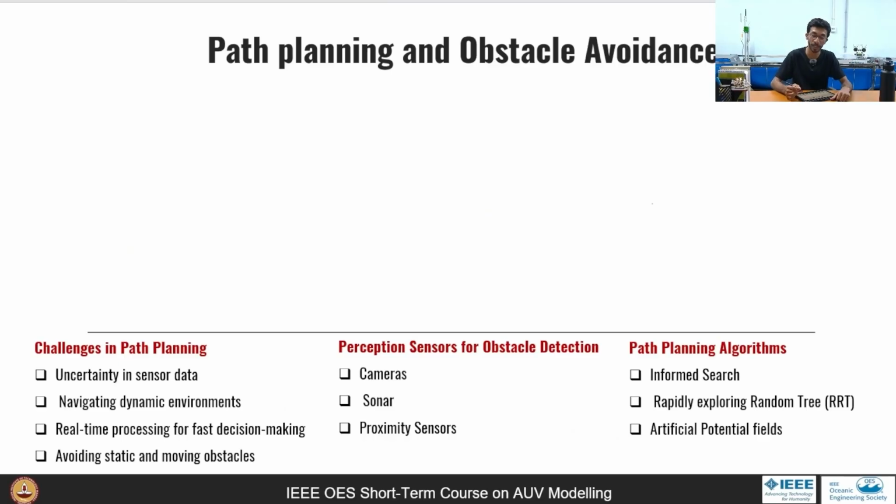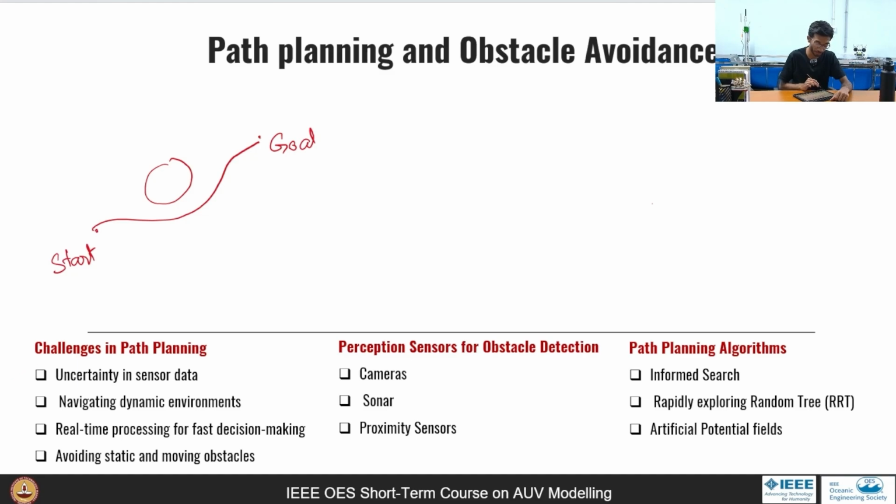Moving on, we have the path planning and obstacle avoidance module. The goal of any path planning module is essentially to take the vessel and plan its path from a start location to a goal location while avoiding obstacles in its path. In order to do that, the AUV needs to have a good estimate of its current position as well as the data from the perception module.